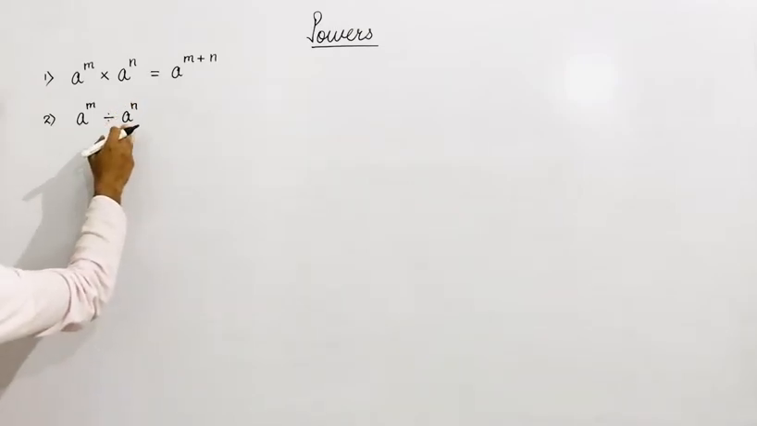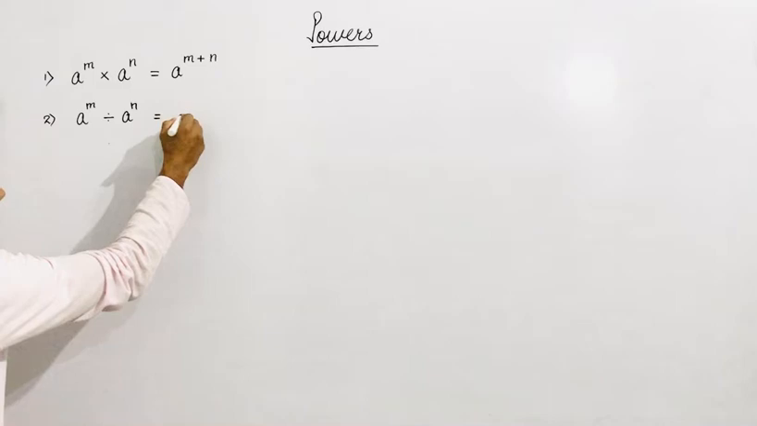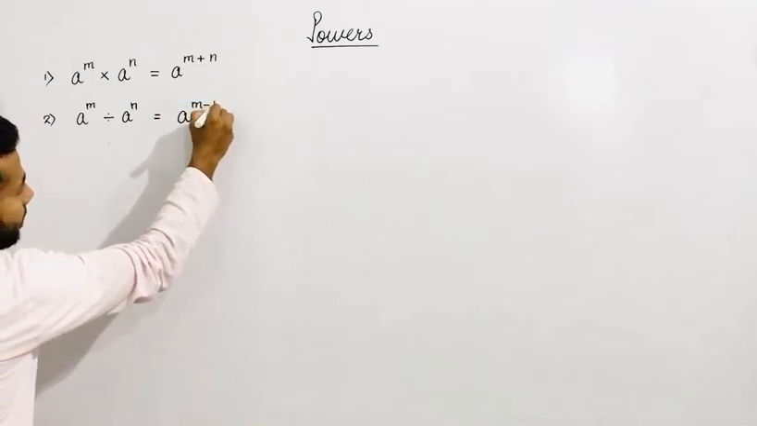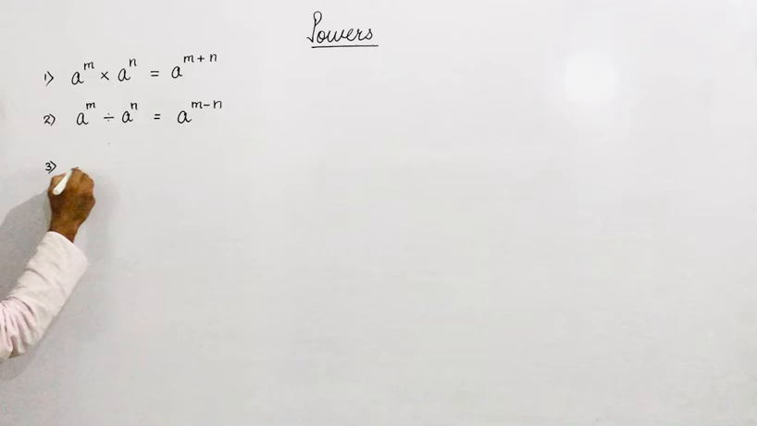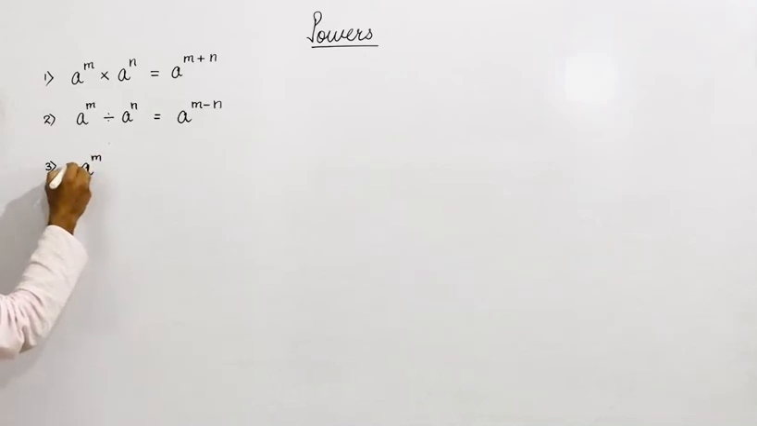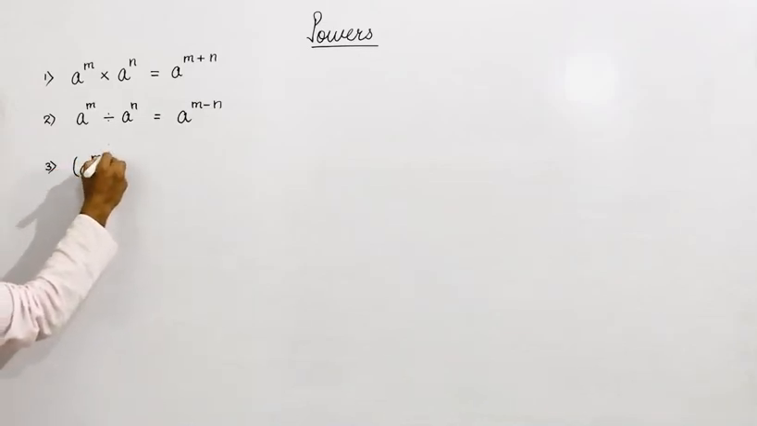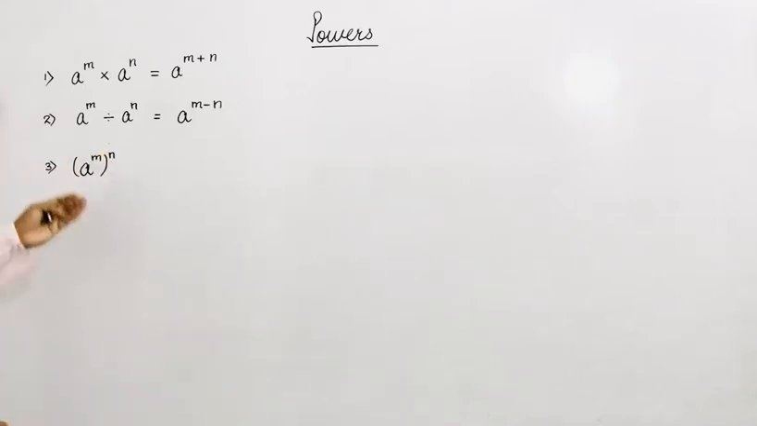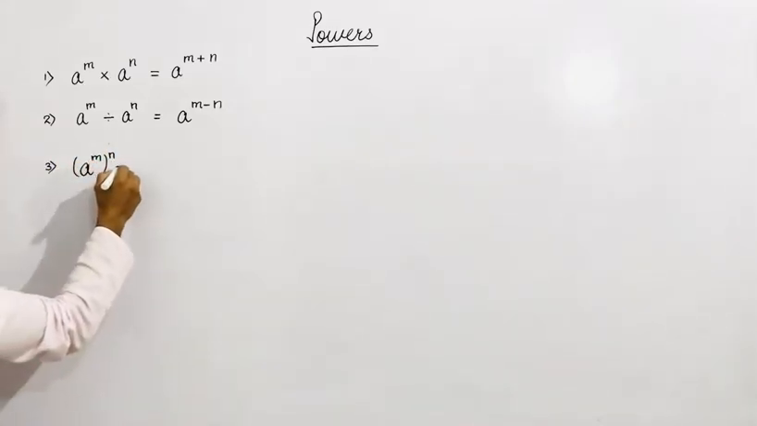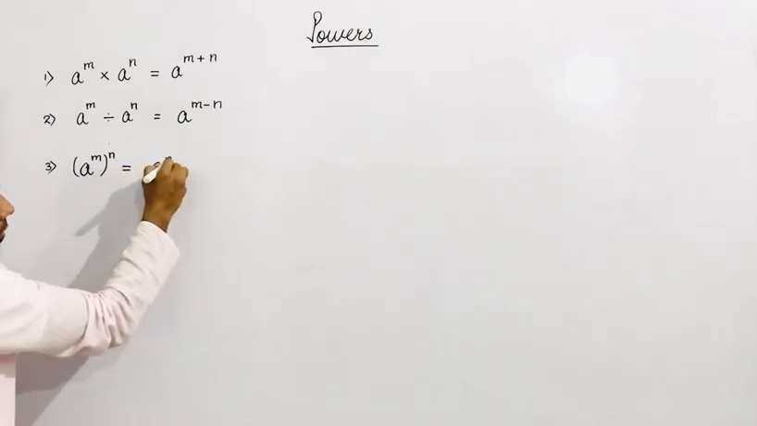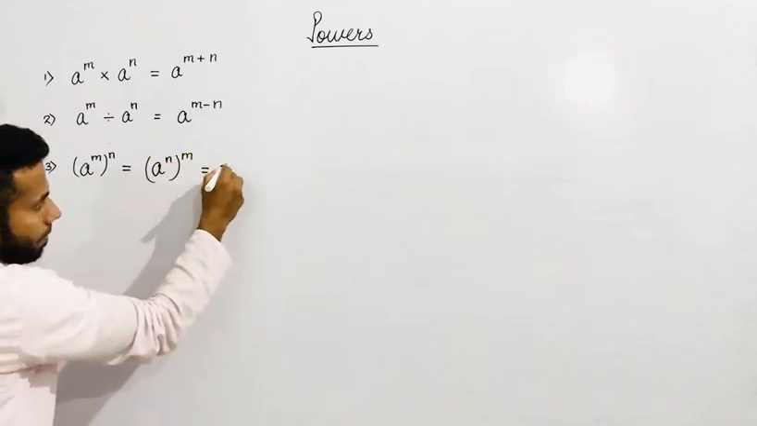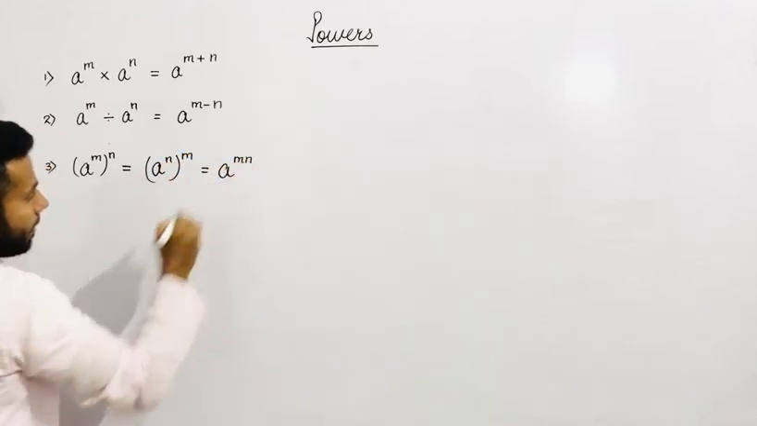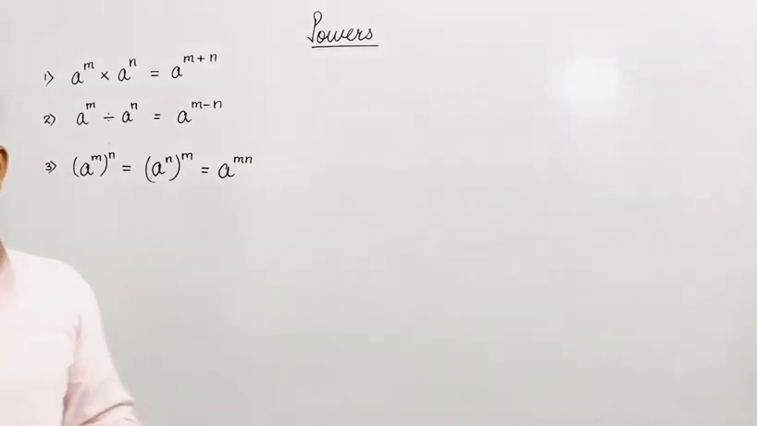When the bases are the same and in between we have a division sign, the power gets subtracted. The third formula, a to the power m, whole to the power n. What does it mean? It can also be written as a to the power n, whole to the power m, or it can be written as a to the power mn.